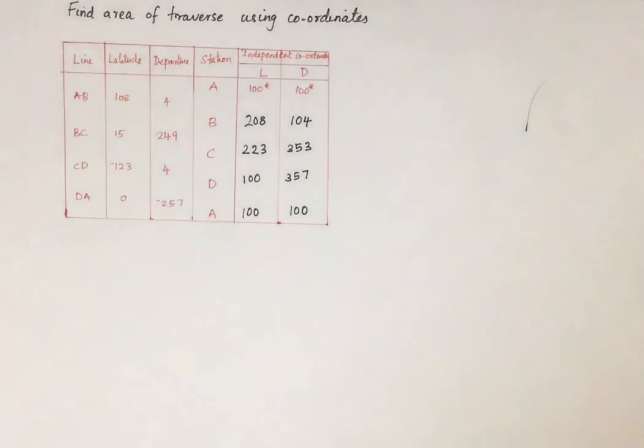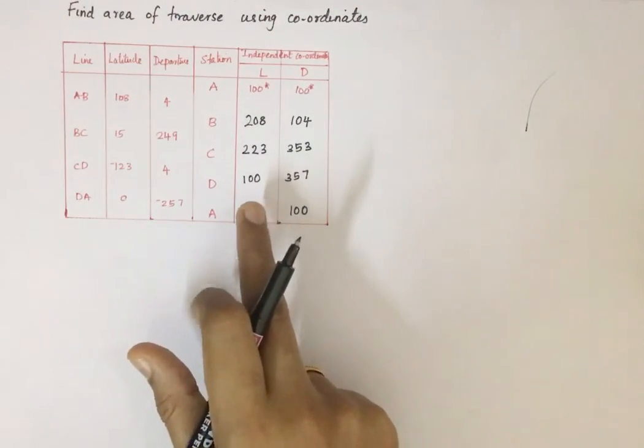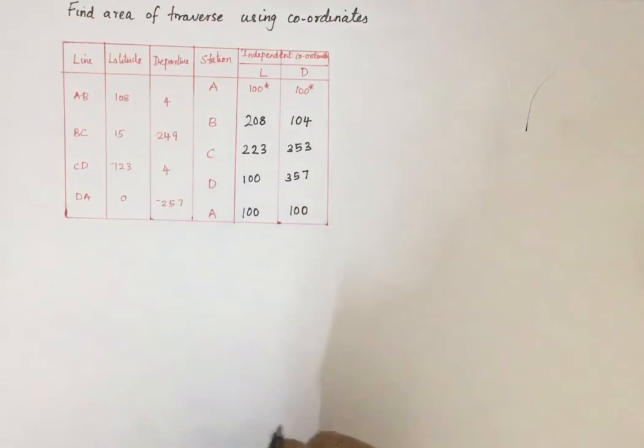Now the next step is to find the area. You have two methods to calculate the area. One is you can learn the equation by heart, and the second is there is a small trick to calculate this area if we have the independent coordinates with us. Before that, you need to find which is the x coordinate and which is the y coordinate.